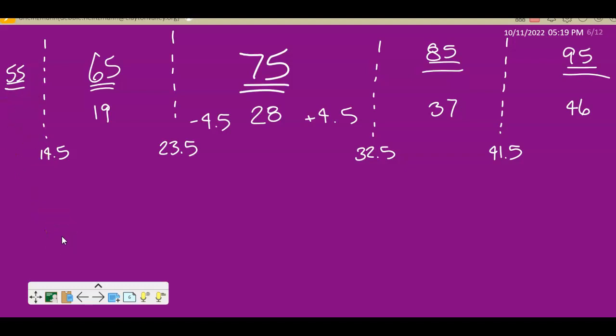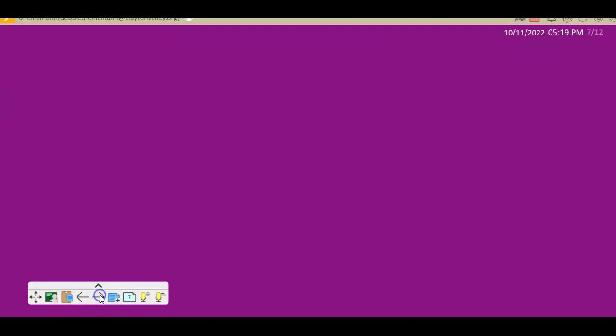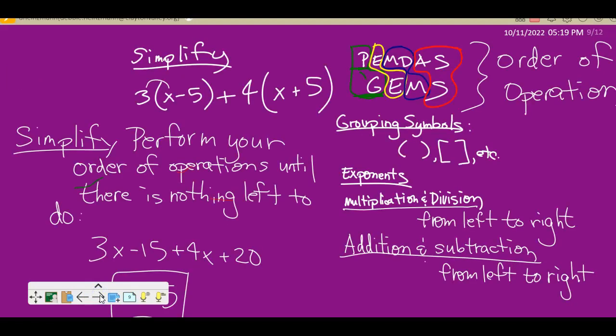So with that, we are going to begin with the basic major misconceptions that I saw on this Module 2 test, which was inequalities, expressions, and equations. So, first of all, to simplify, and I'm going to say this more than once, that's how important it is. To simplify an expression means you perform your order of operations until there is nothing left to do.